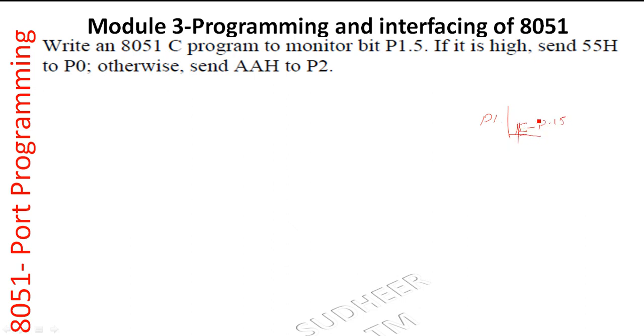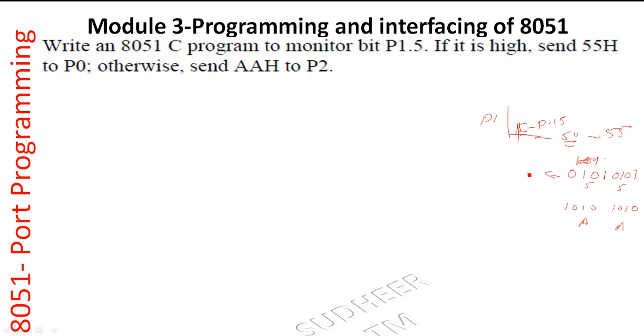Then if it is high, if it is at 5 volts, we need to send 55. So what is actually 55? 0 1 0 1 0 1 0 1. So 0 1 0 1 is 5 5. Otherwise, send AA. So AA means 1 0 1 0 1 0 1 0. 0 becomes 1, 1 becomes 0. So this is 8 plus 2, 10. 10 is A actually. So 55 and AA.